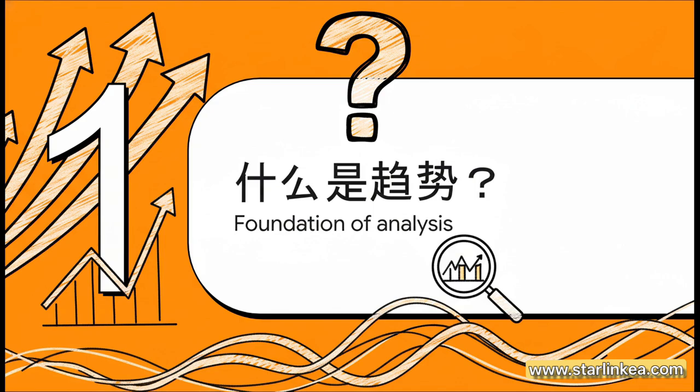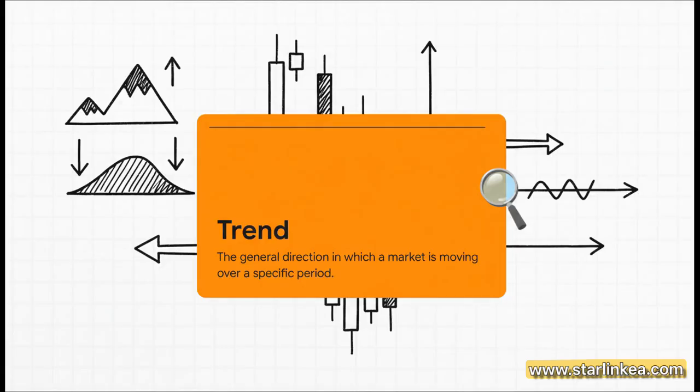Before we can analyze a single thing, we've got to get the foundation right. So, what exactly is a trend? It's actually super simple. A trend is just the overall direction the market's heading in over a certain amount of time. Is it climbing a mountain, rolling down a hill, or just taking a stroll on a flat path? That general direction, well, that is the trend.